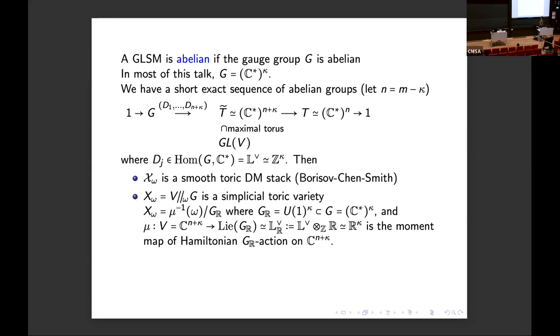And now from this point of view, omega can be in L check tensor R. So the maximal compact subgroup, which is a compact torus, acts Hamiltonianly on this vector space with respect to the standard symplectic structure on the vector space V. And we have this moment map. So now the stability condition can be real. So L check R can be identified with the dual of the compact kappa-dimensional torus.